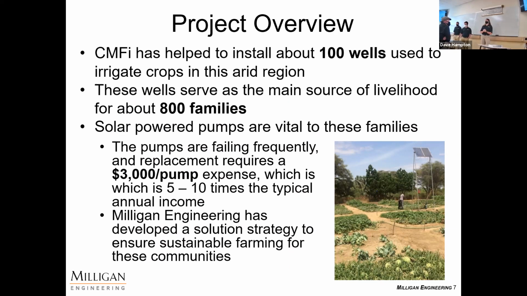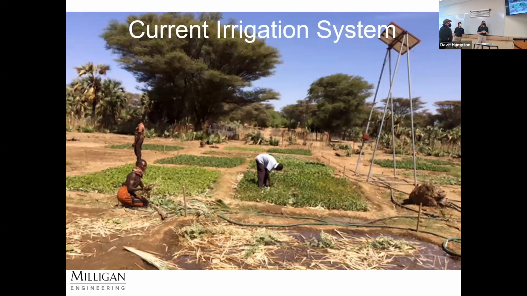So next, CMFI has helped install about 100 wells used to irrigate crops in this arid region. Crop and irrigation is their main source of livelihood, and this is for about 800 families in the Turkana area. And these solar powered pumps are vital to these families. These pumps that they have currently are failing quite often, and they're very expensive. They're about $3,000 a pump, and $3,000 is about 5 to 10 times the typical annual income of someone in Turkana, Kenya. And as Milligan Engineering, we've developed a solution strategy to ensure a sustainable farming solution for these communities.